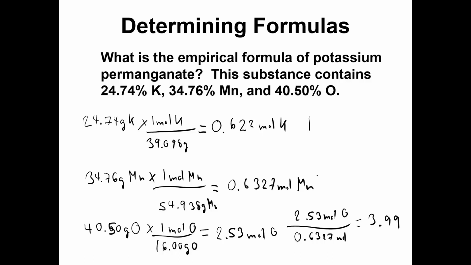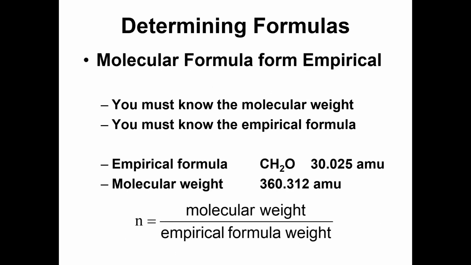So this is in a 1 to 1 to 4 ratio, which means it's KMnO4, which unfortunately, again, I wasn't truthful here. You could have figured out by knowing what permanganate is, MnO4, knowing it's -1, and potassium is +1. Okay. All right, what if I give you a molecular compound?